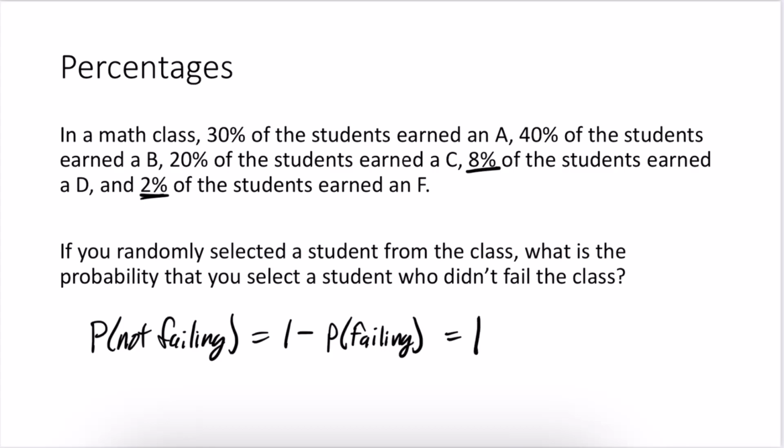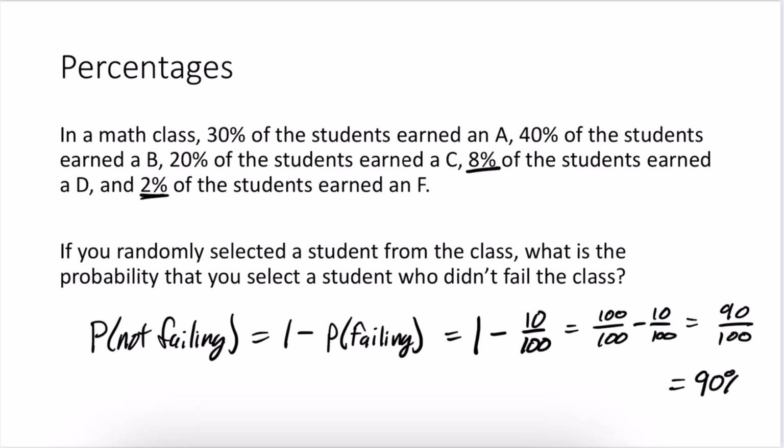So we could do this as 1 minus 10 out of 100. And if you write that out, that would be 100 over 100 minus 10 over 100, and that would equal 90 over 100, which gives us that same answer that we got in the last video. So again, you can solve these multiple ways, but this is a helpful way of thinking about it.